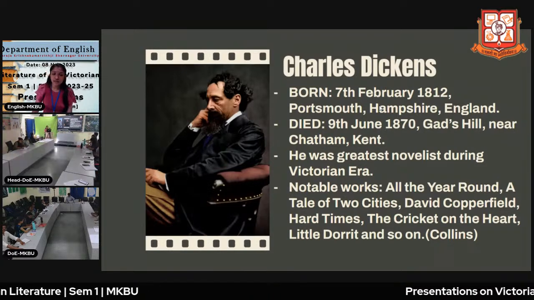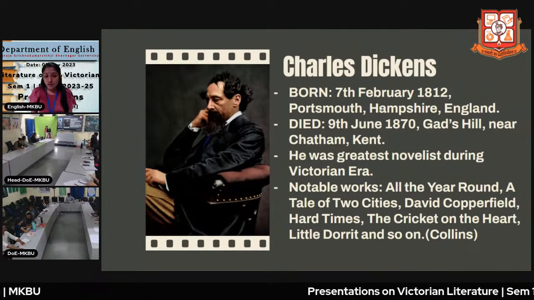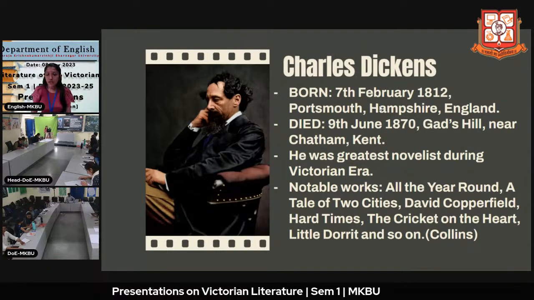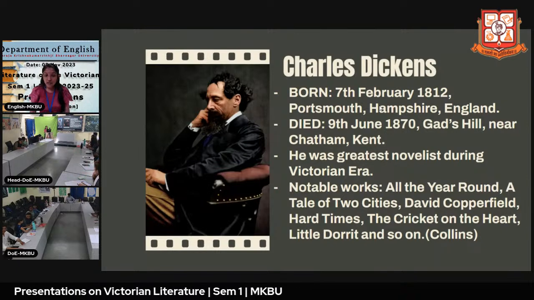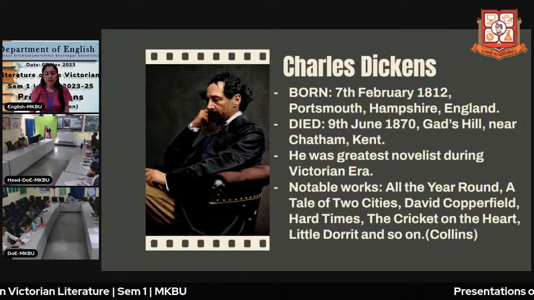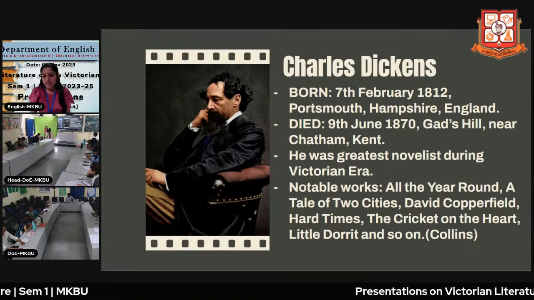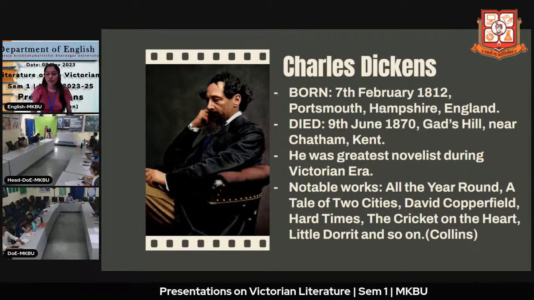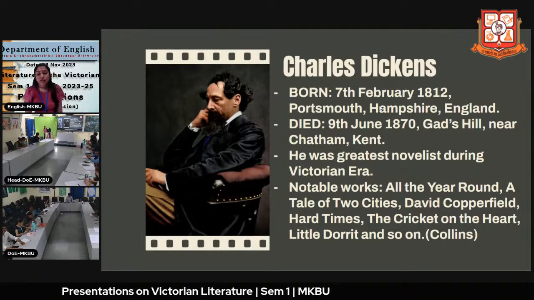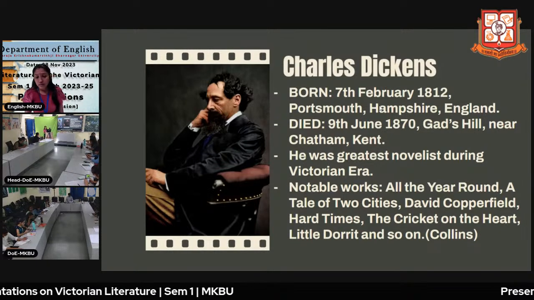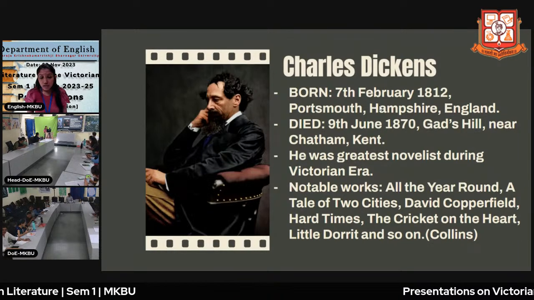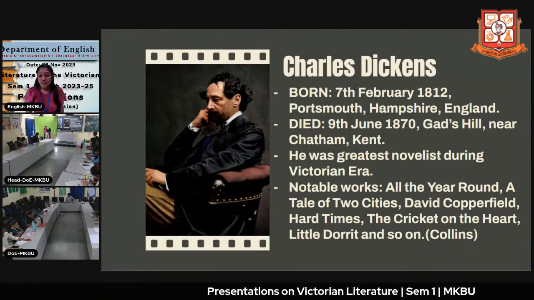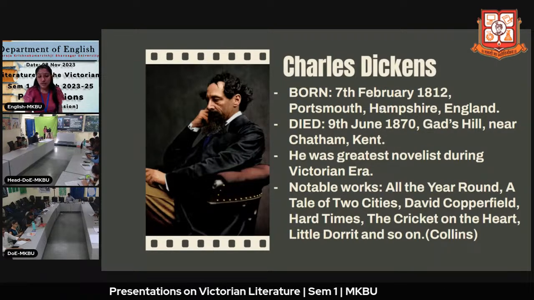Information on Charles Dickens. Charles Dickens was born on 17th of February 1812 in Hampshire, England, and died on 9th June 1870 in Kent. He was the greatest novelist during the Victorian era, and notable works of his are All the Year Round, A Tale of Two Cities, David Copperfield, Hard Times, The Cricket on the Hearth, Little Dorrit, and so on.